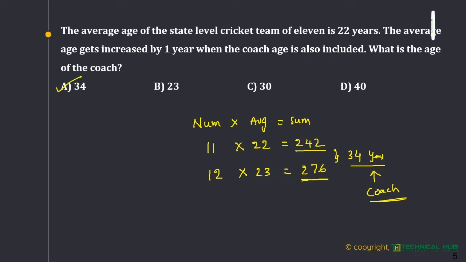I'm repeating again. Earlier, the cricket team has 11 players and their average age is 22 years. The total age of all the 11 players is 242. Now the coach is added into the team and the total number becomes 12 and their average is increased by 1. Earlier it was 22 and now it becomes 23. So I have to find the age of the coach. If I take the total age of the 12 persons, I get 276. So the difference in the age is 34, which is the age of the coach here. I hope it is understandable for each and everyone here.